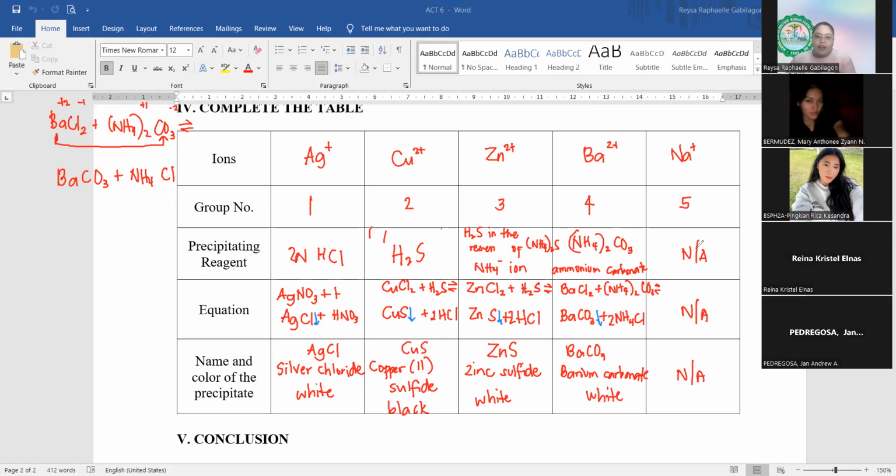So, wala tayong ma-answer dyan sa precipitating reagent and then wala din tayong definite na equation for them and also the name of the precipitate. So, lagyan nyo lang ng Na. Okay? So, lagyan nyo lang din ng conclusion sa baba, ha? What have you learned in this activity? Okay, questions sa activity number 6. Yeah, pwede din no reaction ang ilagay. Anything else? Before tayo mag-move on.